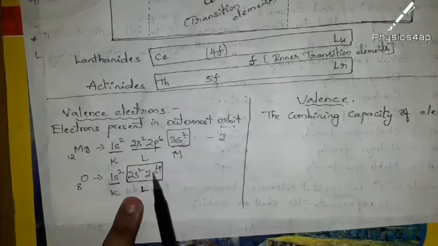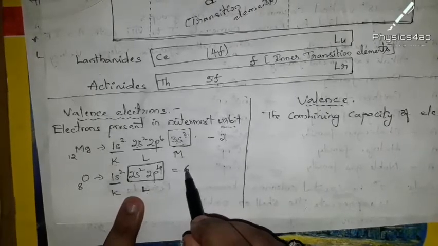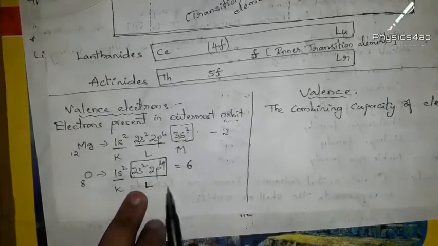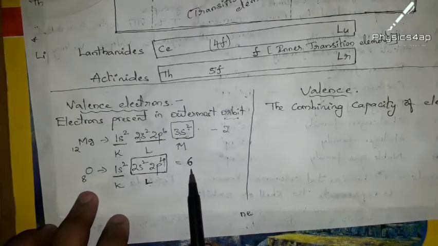2s2, 2p4, that is 2 plus 4. 2 plus 4 is equal to how much do we get here? 6. Now the valency electrons of oxygen are taken as 6.